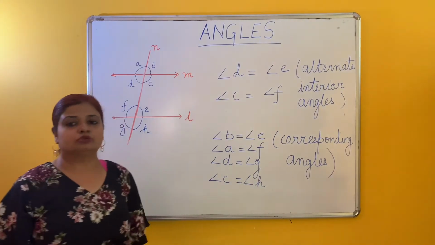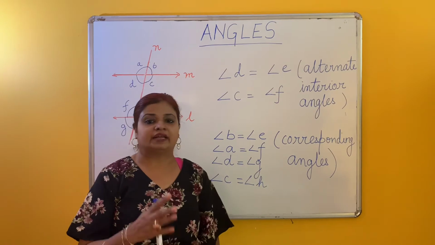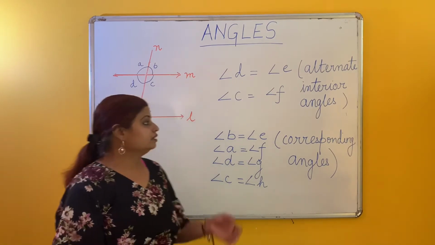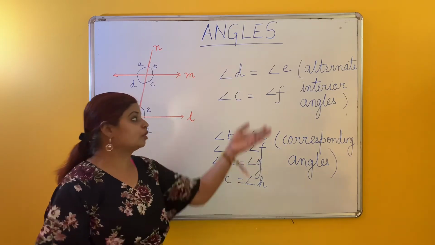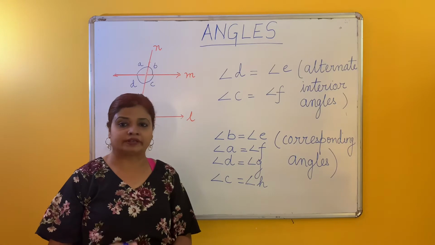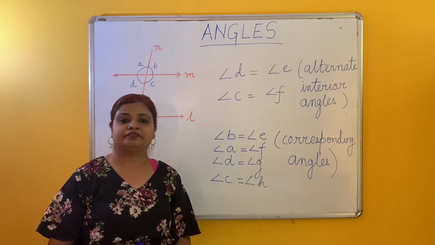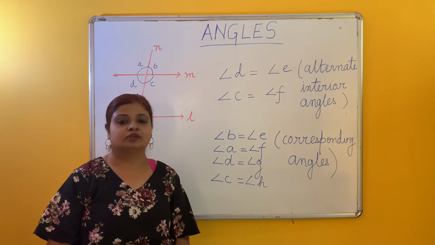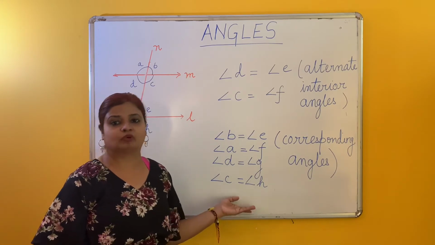So to sum up, what we have understood here is that when two lines are parallel and there is a transversal, many angles are formed, and we can use the properties of alternate interior angles, corresponding angles and alternate angles to find the angles. If one angle is given, we can find all the other angles. So we'll do one example so that you understand what I was talking about.